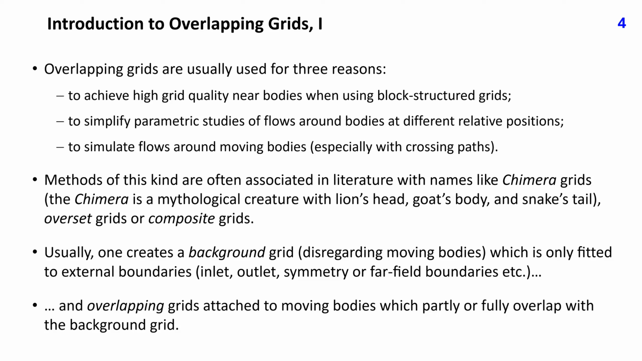Usually, one creates a background grid disregarding moving bodies, which is only fitted to external boundaries like inlet, outlet, symmetry, or far-field boundaries, where appropriate boundary conditions are prescribed. One or more overlapping grids attached to moving bodies, which partly or fully overlap with the background grid, are created separately. They include the boundary conditions at body walls, while the outer boundary is used only for the coupling with the background grid.